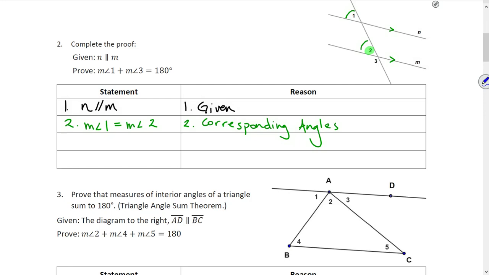And then I look at 2 and 3. How are they related? Well, they're not the same, okay? But they do make a linear pair. And I know that linear pairs are supplementary. They add to 180 because they make a straight line. So the measure of angle 2 plus the measure of angle 3 is equal to 180, and that's because they're a linear pair.